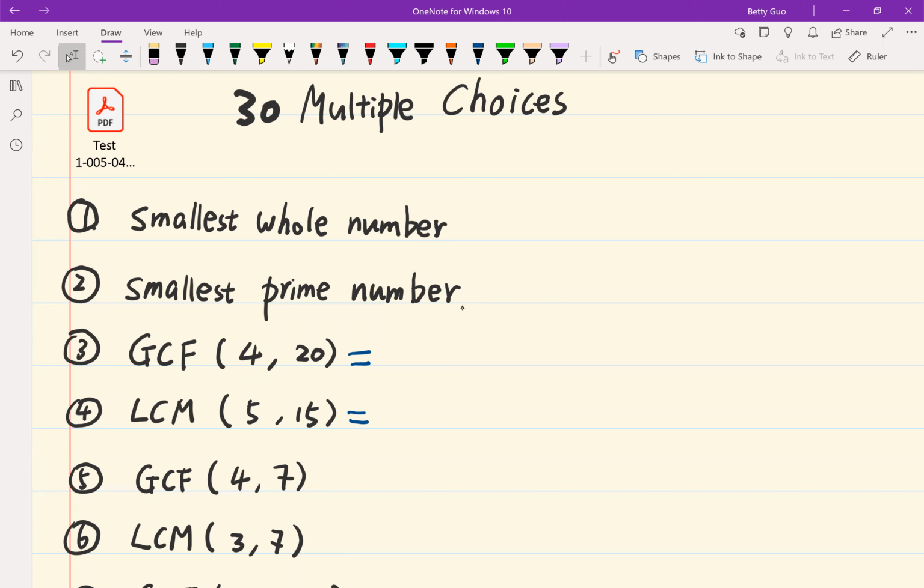Whole numbers include 0, 1, 2, 3, and so on. The smallest whole number is not 1, it is 0. I'm actually telling you the first problem. What's the smallest whole number? Please do not choose other numbers. The smallest whole number is 0. Any questions? Number 2, what's the smallest prime number?